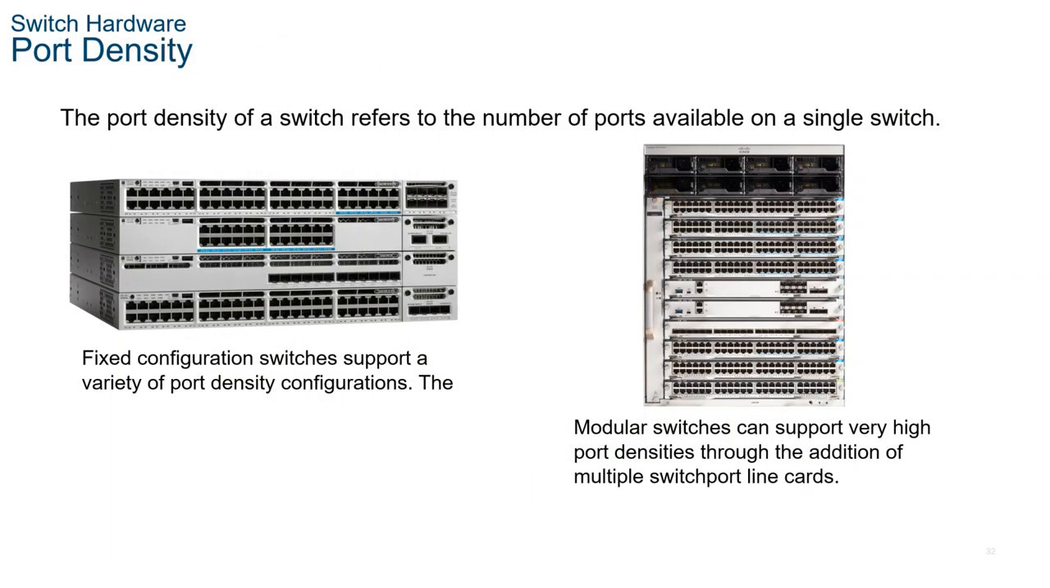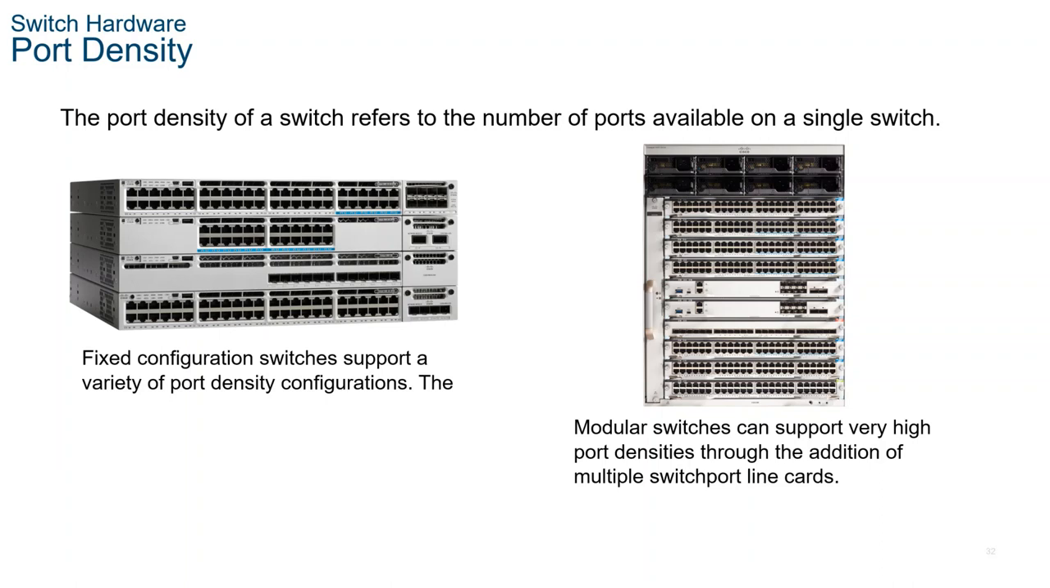Next is port density. The port density of a switch refers to the number of ports available on a single switch. The figure shows the port density on three different switches. You have to count the number of ports: 2, 4, 6, 8, 10, 12. So this one here is a 24 port switch, or the port density is 24. This one here is double, so it should be a 48 port density.